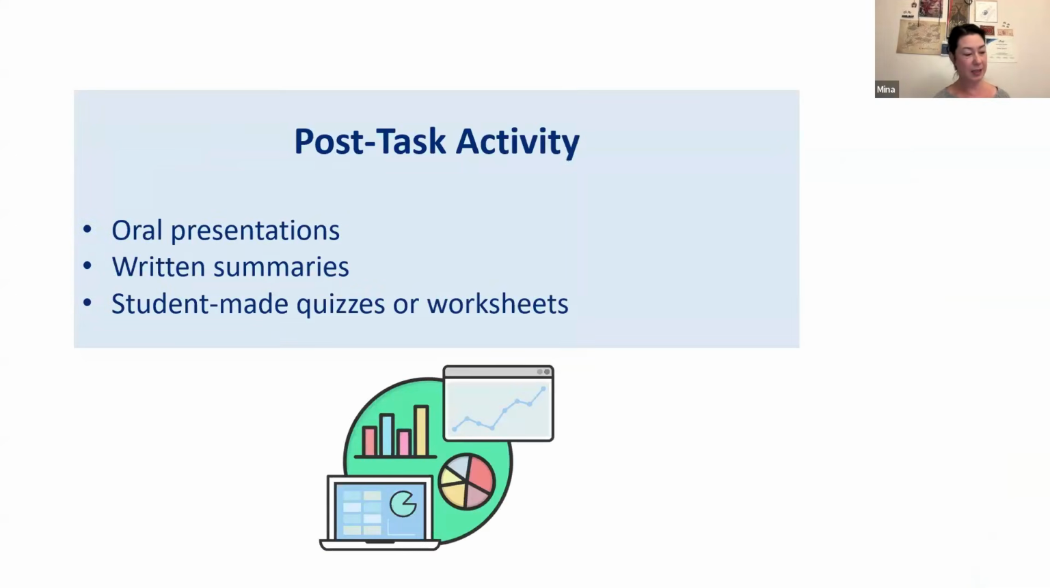The last stage of the lesson is the post-task activity. In this part of the lesson, students have a chance to extend their learning and their critical thinking skills. For this lesson, students have created their graphs, so I'd like to revisit my original objective of having students read and interpret the graphs. We could do this by having them do short oral presentations. They could do written summaries as they do in the IELTS. Another idea is for the students to make their own quizzes or worksheets, pass them out to the class, and correct them.